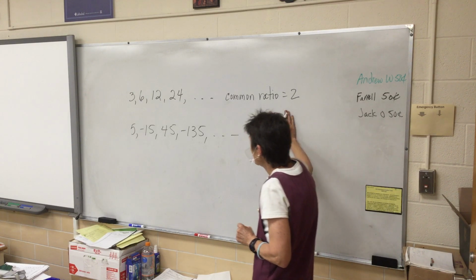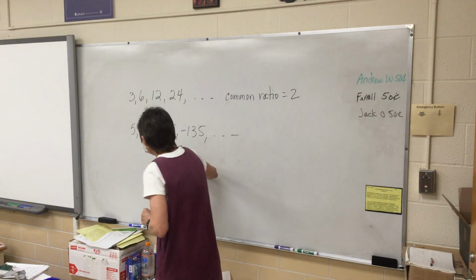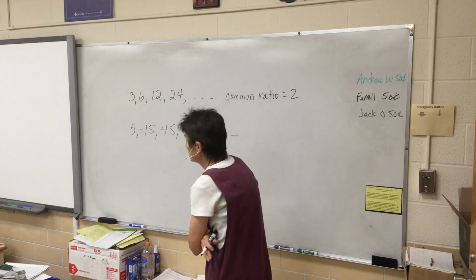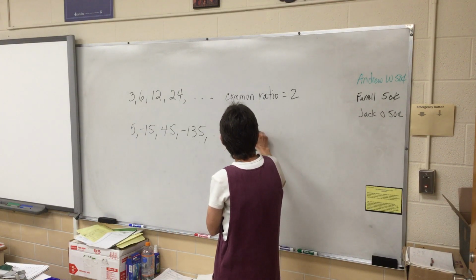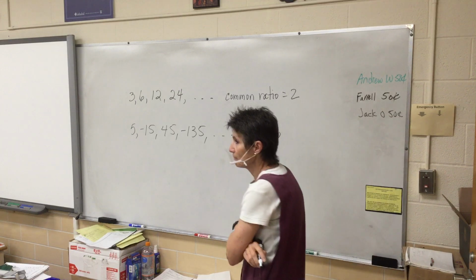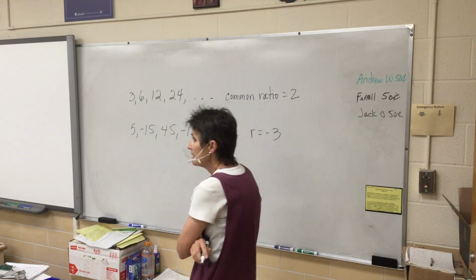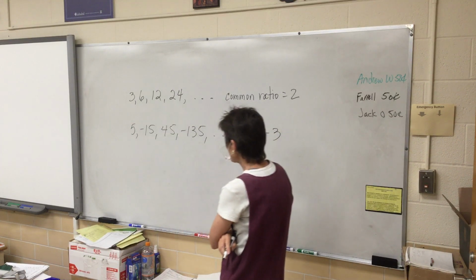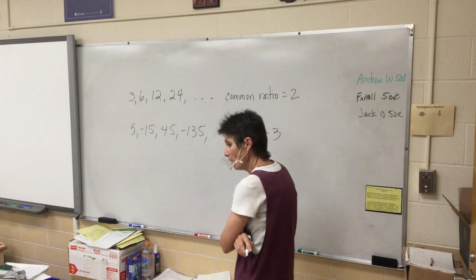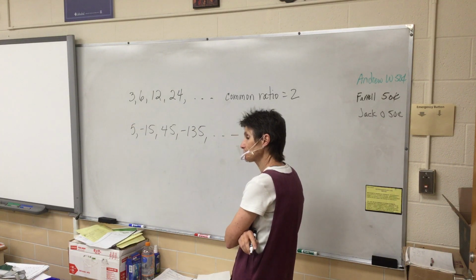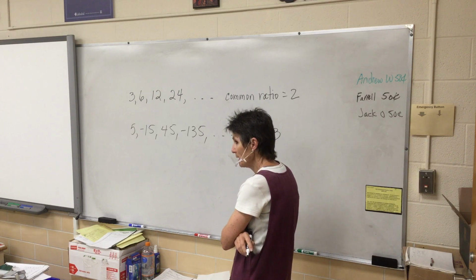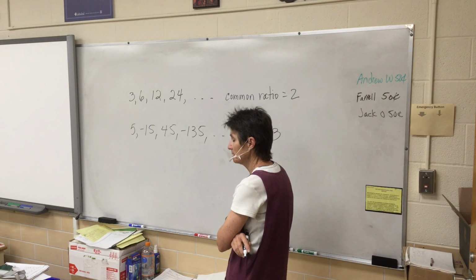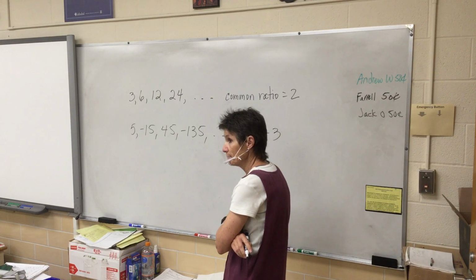Okay? Now, what about this sequence? You're multiplying by negative 3. So your ratio is negative 3. Any sequence where you get from term to term by multiplying by the same number, it's got to be the same number, is called geometric.